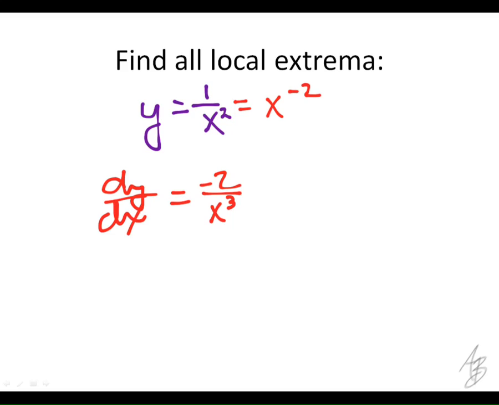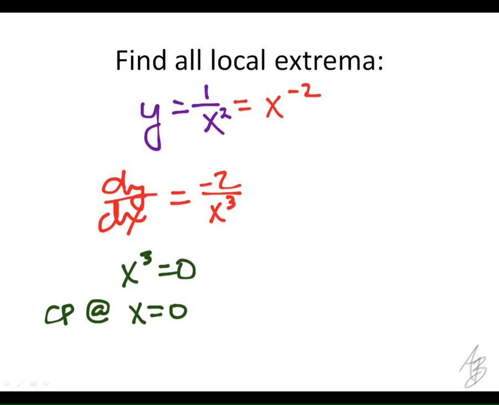We good with that? Okay, is this derivative ever going to equal 0? No, it's not. Is the derivative ever going to be undefined? Yes. So it's going to be undefined when x to the 3rd equals 0. So it's going to be undefined when x equals 0. So we get a critical point at x equals 0. Okay, we good with that?